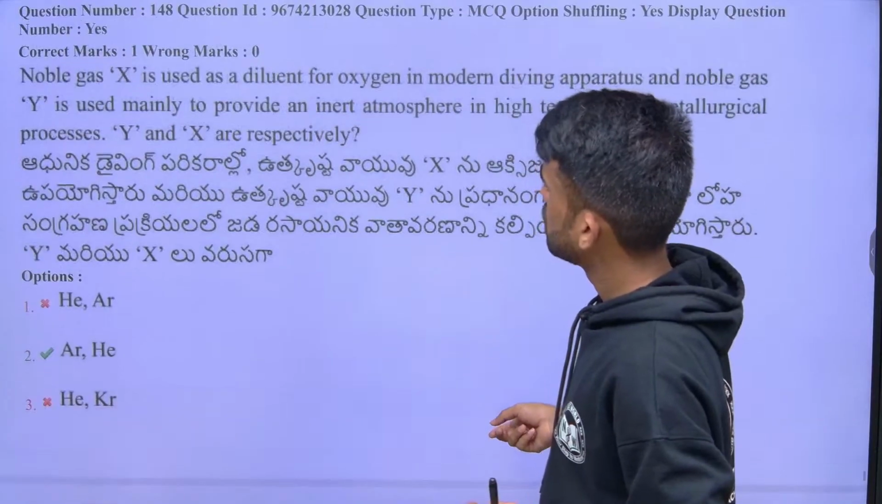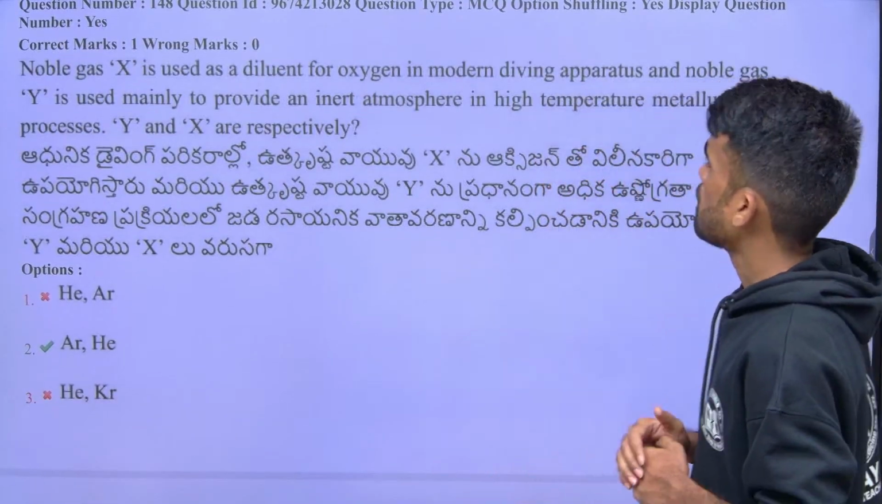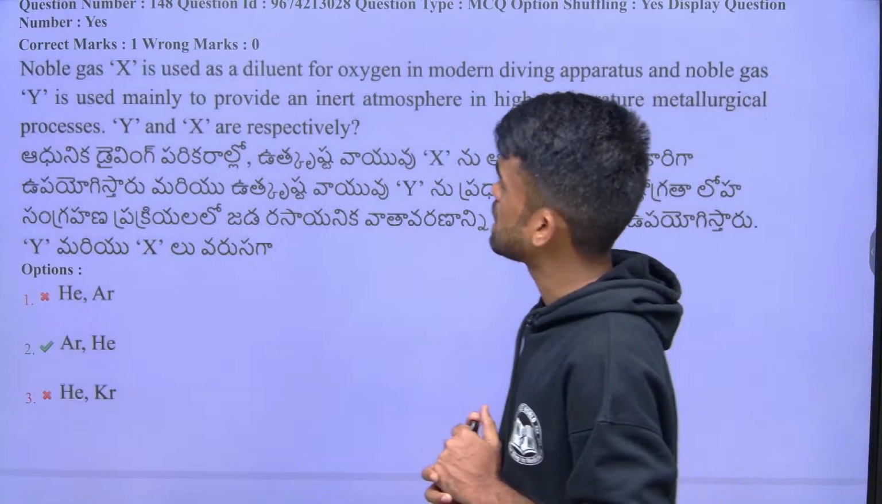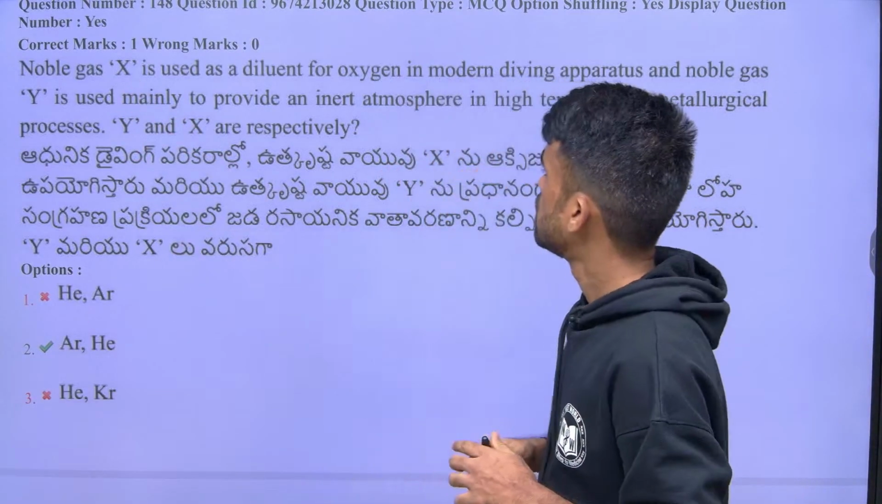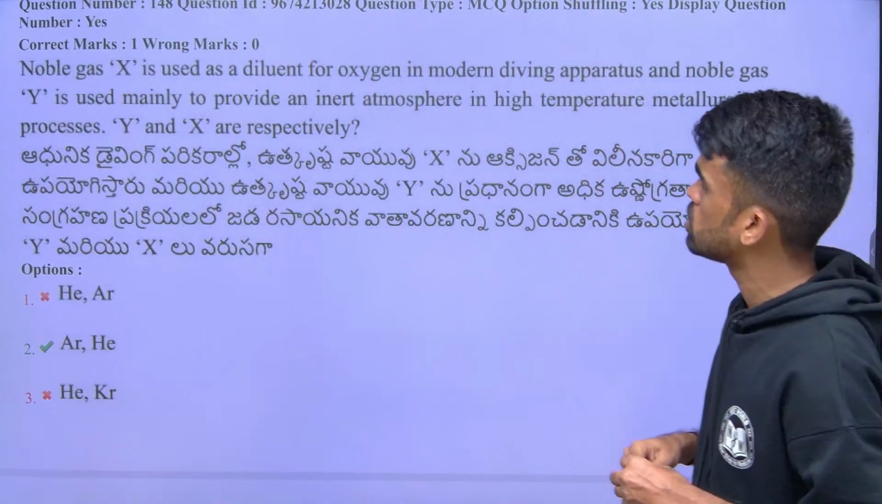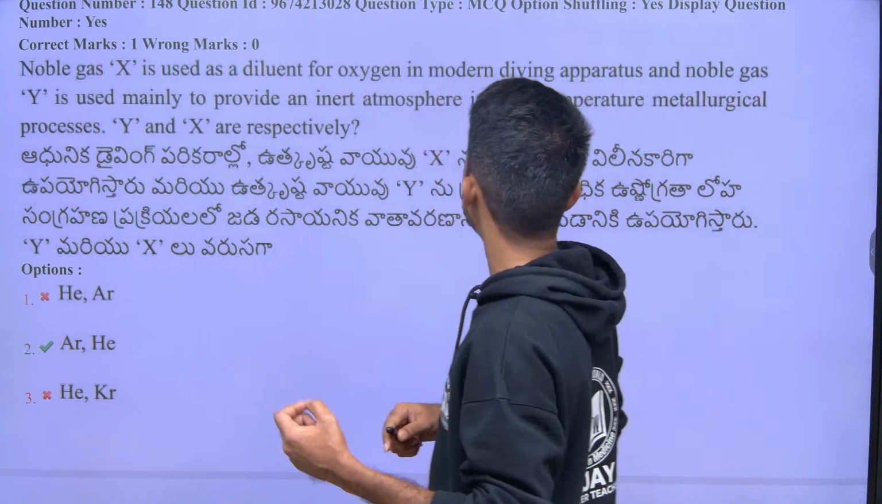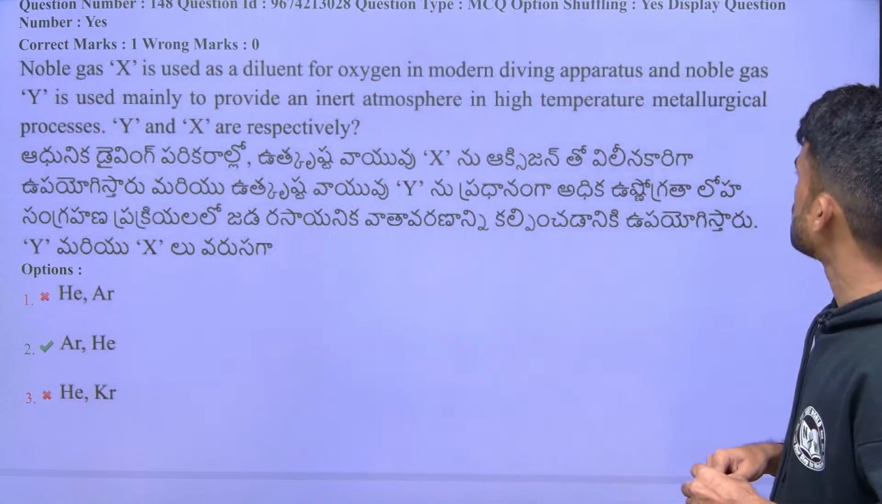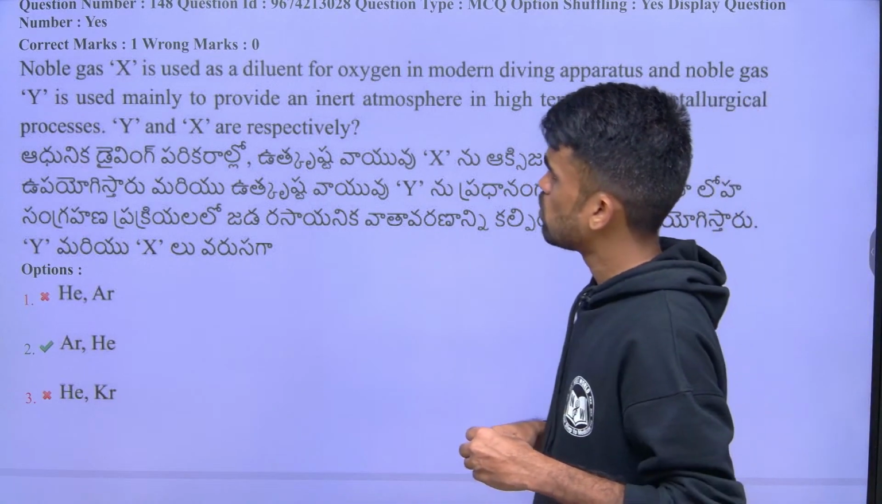Here, this is about applications. We'll study Henry's law. Noble gas X is used as a diluent for oxygen in modern diving apparatus, and noble gas Y is used mainly to provide an inert atmosphere in high temperature metallurgical processes. What are X and Y?